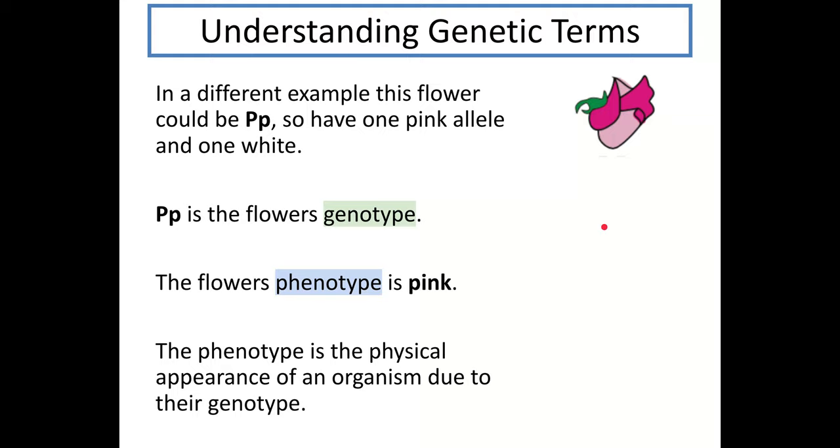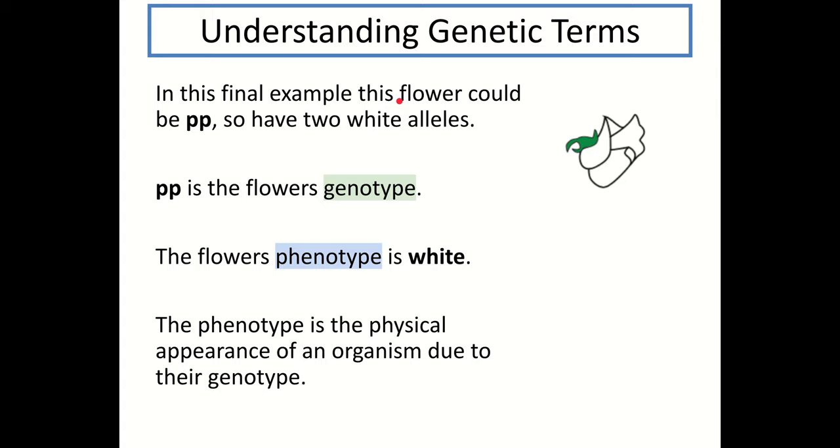So this is a slightly different flower now. It still has a pink phenotype, like the example on the previous slide. So it looks pink, but instead of its genotype being big P, its genotype is big P, little p. Finally, this flower is white, so that's its phenotype, and its genotype, so the alleles it possesses, are little p.